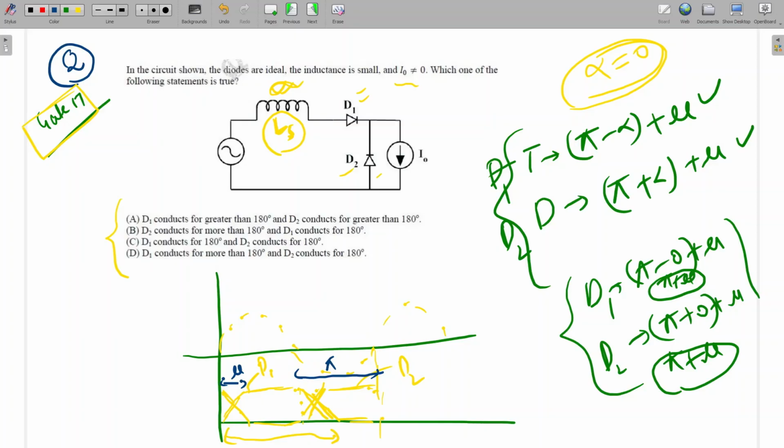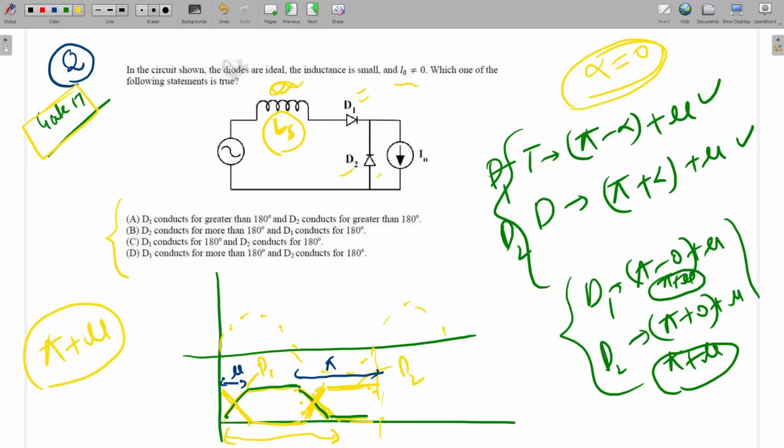Can anyone reply? Otherwise, I will discuss again. This waveform is clear. See, this one is D1 and this yellow color is D2. Is it clear to all? Yes, sir. Okay. So both will conduct for pi plus mu.